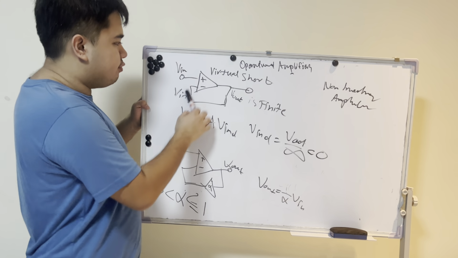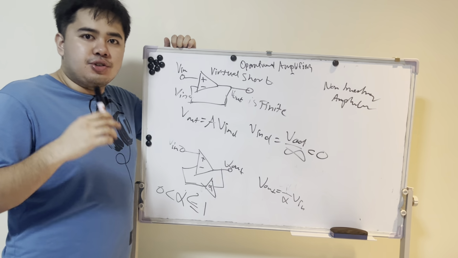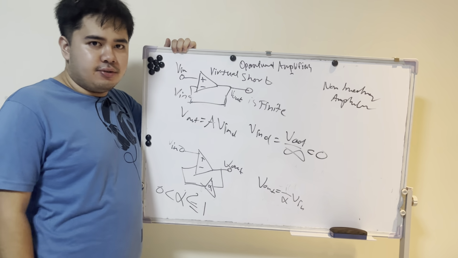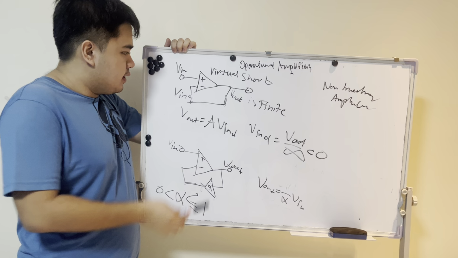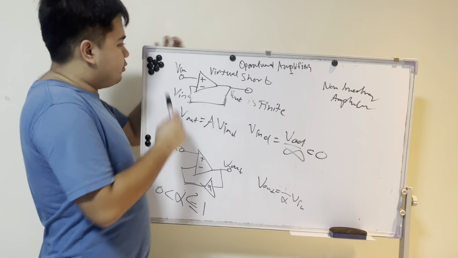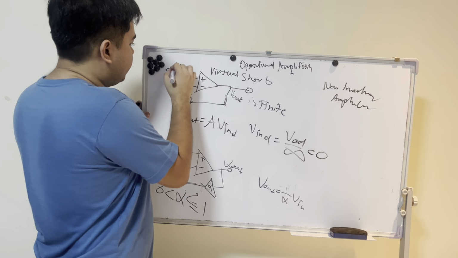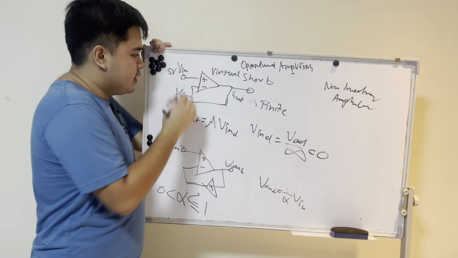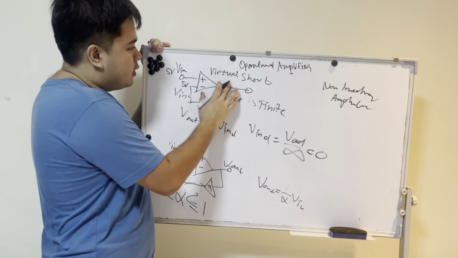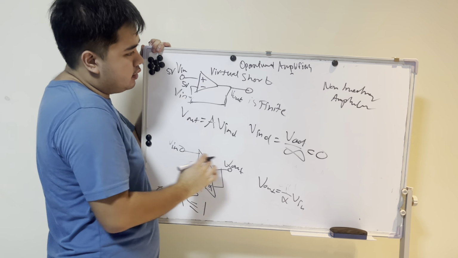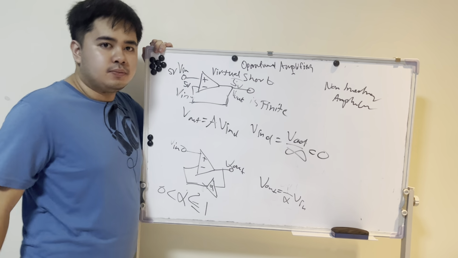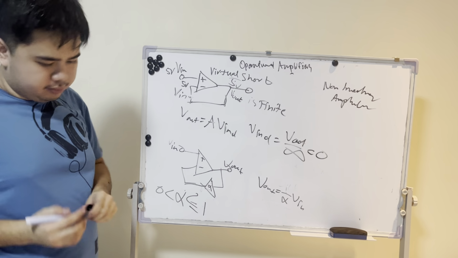And if this is negative feedback, we can always assume that the input voltage across the non-inverting side is equal to the inverting side. So if this is 5 volts, we can already assume, since this is negative feedback, that whatever is in here is also 5 volts. And so since this is connected to here, this is 5 volts. So there we go.